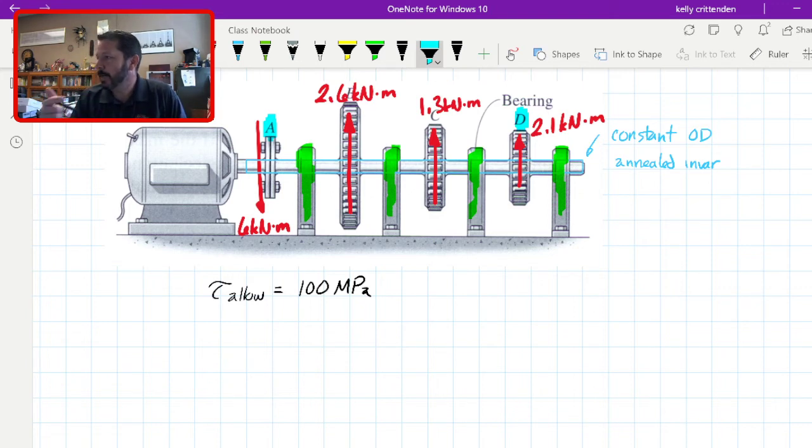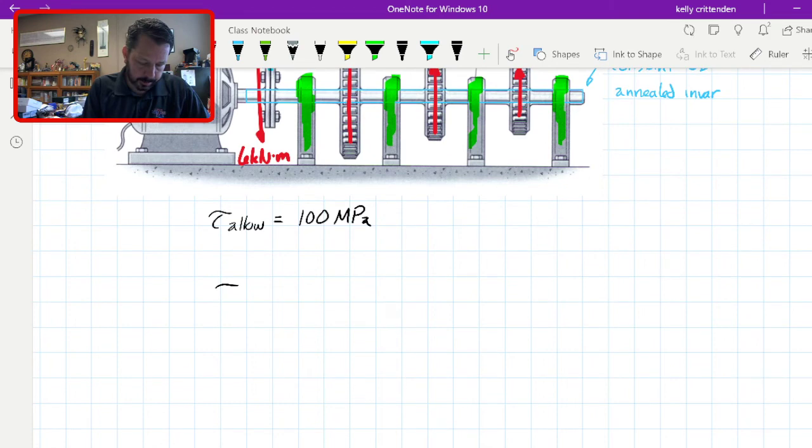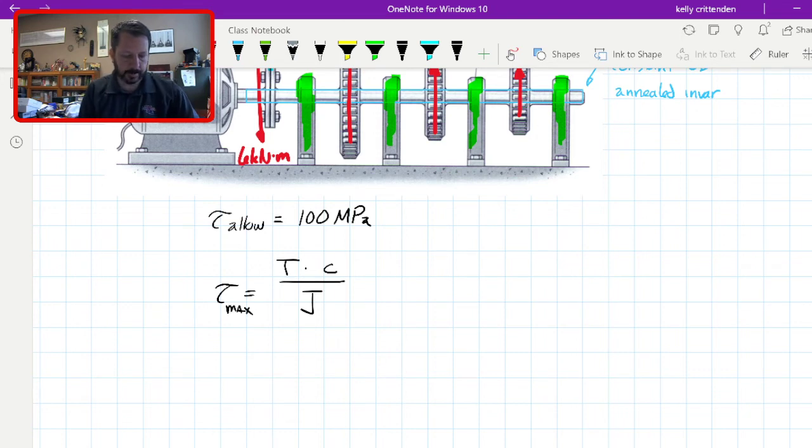All right, so for one of them we want to find the shaft diameter, and for the other we want to calculate the angle of twist if we know a certain shaft diameter. All right, let's do the tau allowable first. So this one is using our tau equals T times C over J, and again we're doing tau max. And this time we're saying that tau max is equal to 100 megapascals equals T, the largest torque.